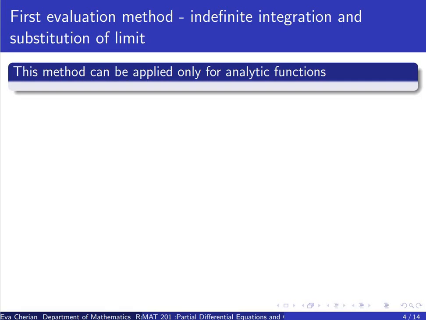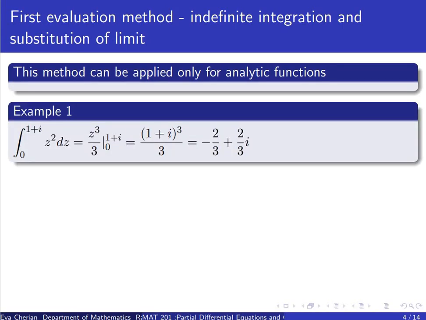The first evaluation method for complex integrals is applicable only for analytic functions. In this method, we will do an indefinite integration followed by substitution of limits. So for example, integral 0 to 1 plus i of z square dz, the indefinite integral of z square is z cube by 3. Once we get the indefinite integral, we can substitute the limits and get the final value of the integral as minus 2 by 3 plus 2 by 3 i.